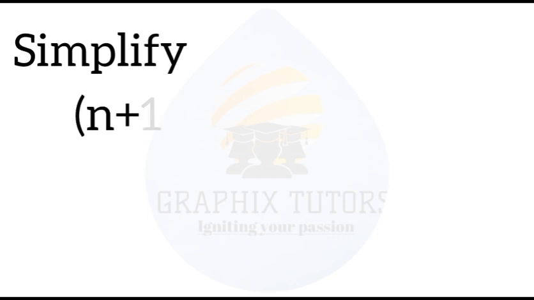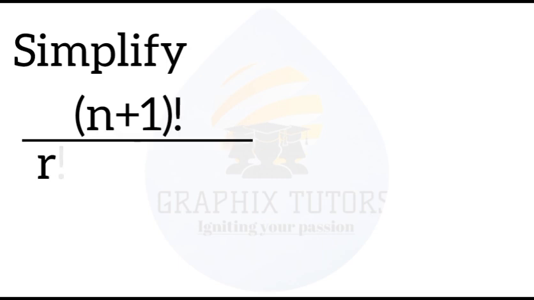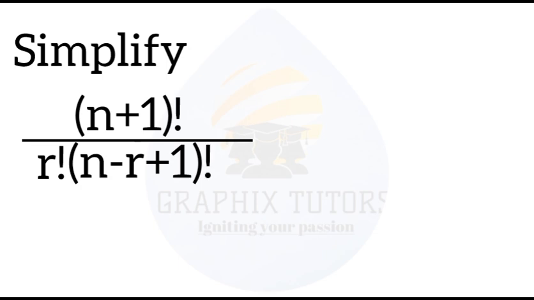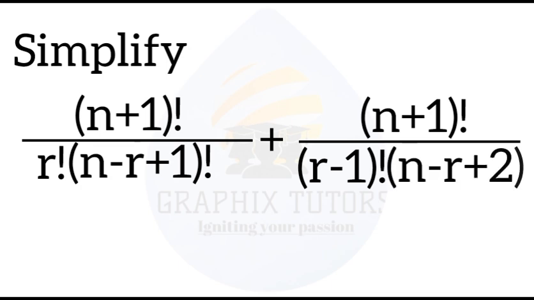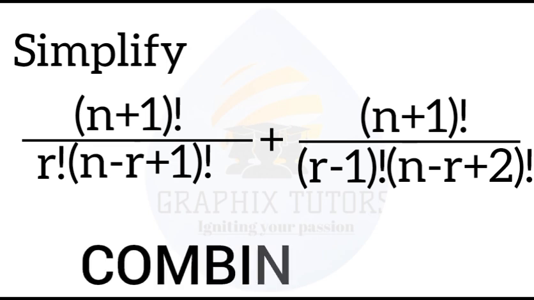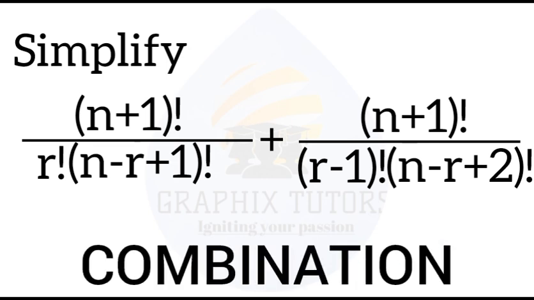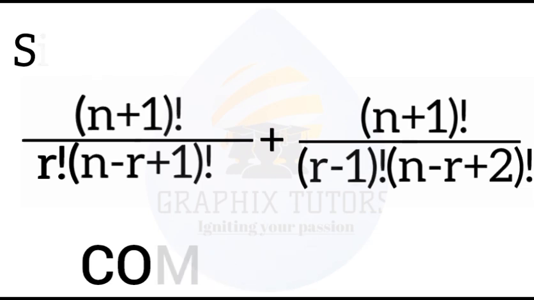If you look at the front of your screen, you see a given problem in combination where we are told to simplify (n+1)! divided by r! multiplied by (n-r+1)!, plus (n+1)! divided by (r-1)! multiplied by (n-r+2)!. So we're told to simplify this.